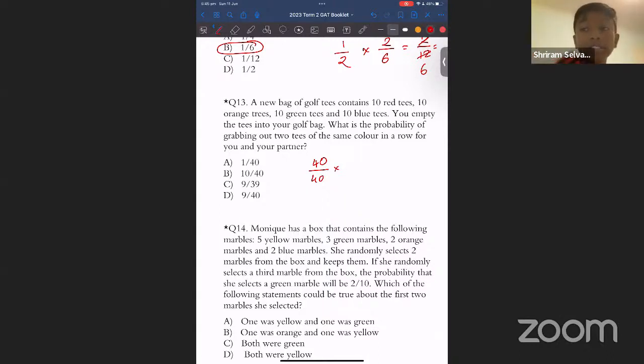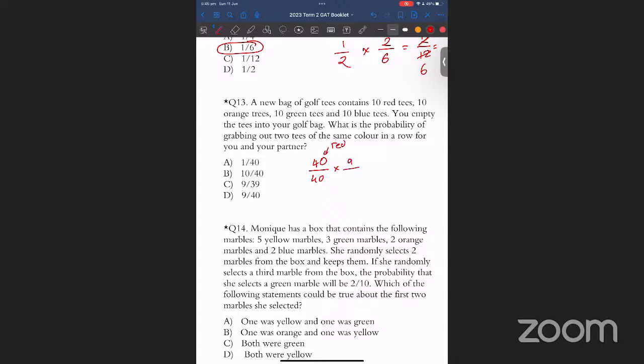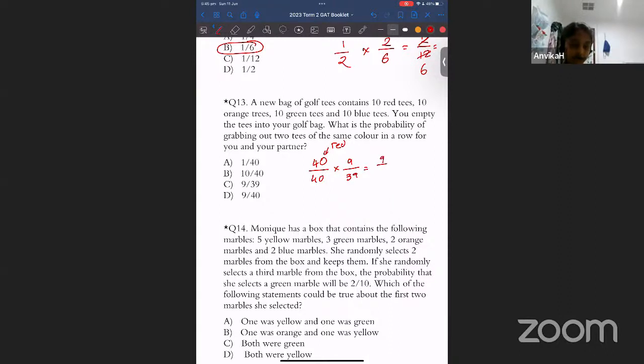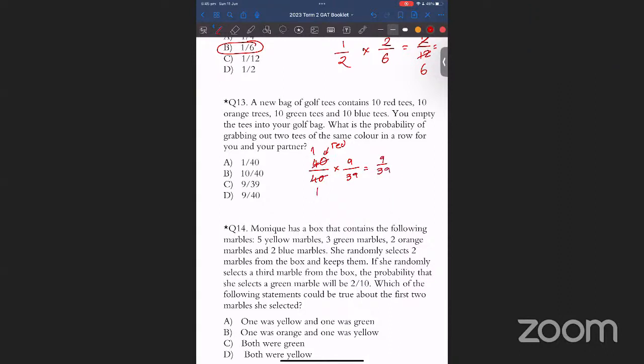The next person, let's just say the first person chose a red. How many red tees are left now? 9. How many overall tees are there? 39. So that's why it is 9 over 39, because the first is the same as 1 over 1. You guys understand?